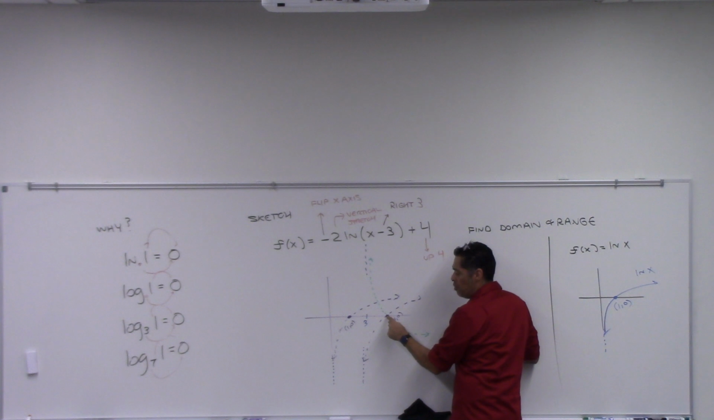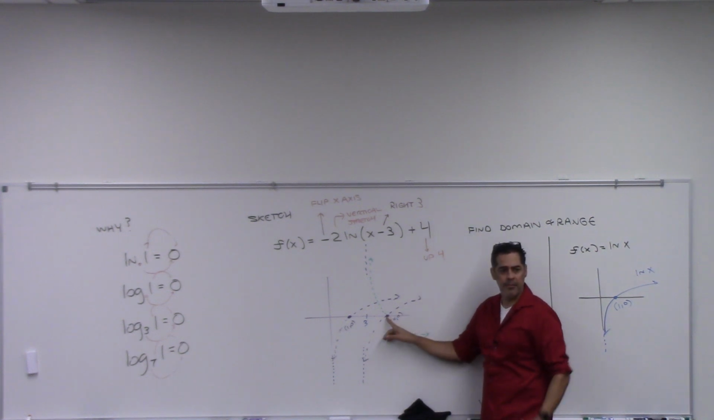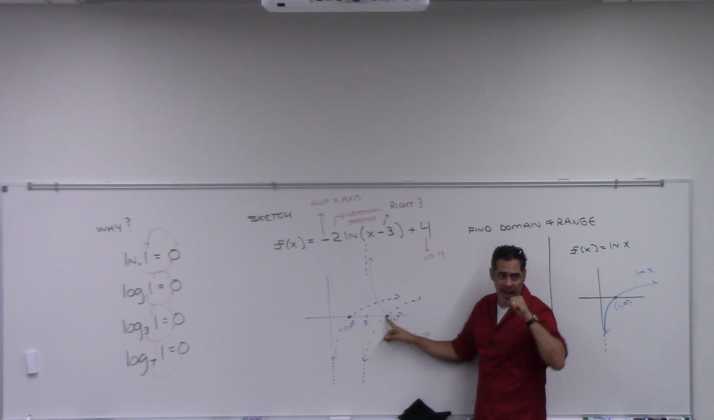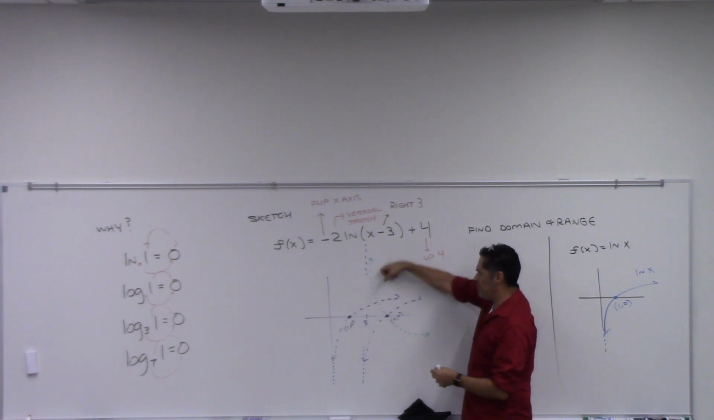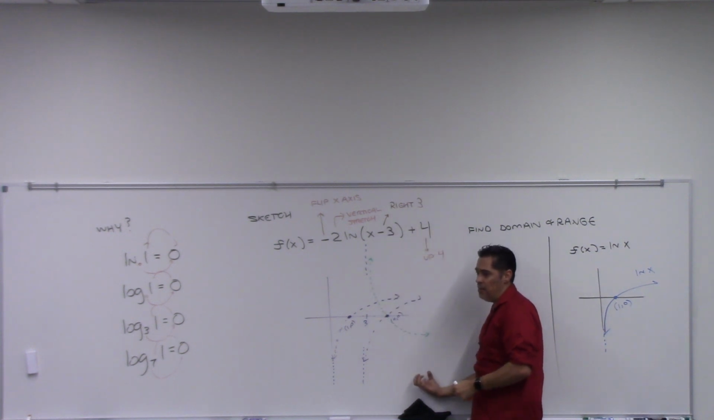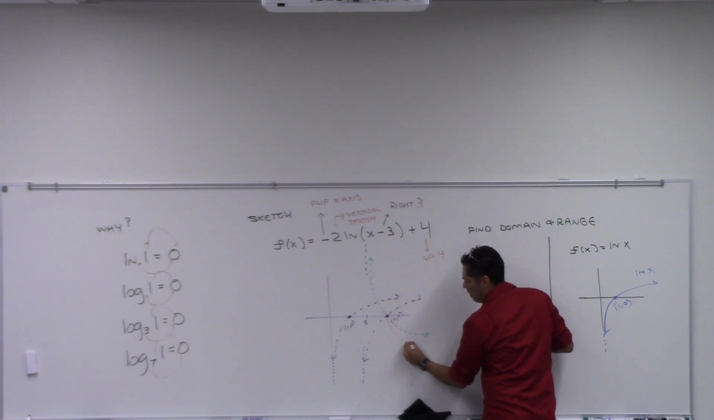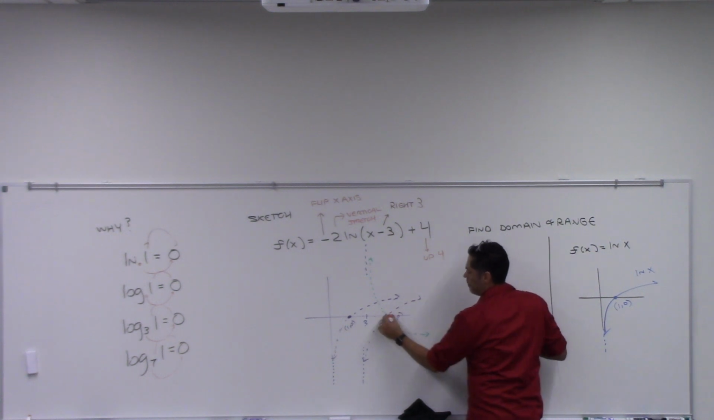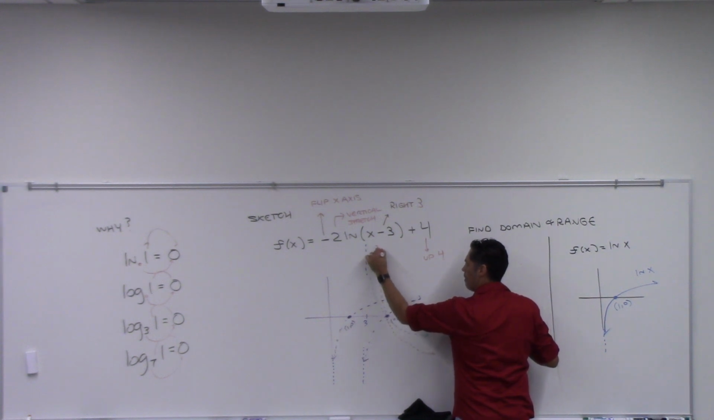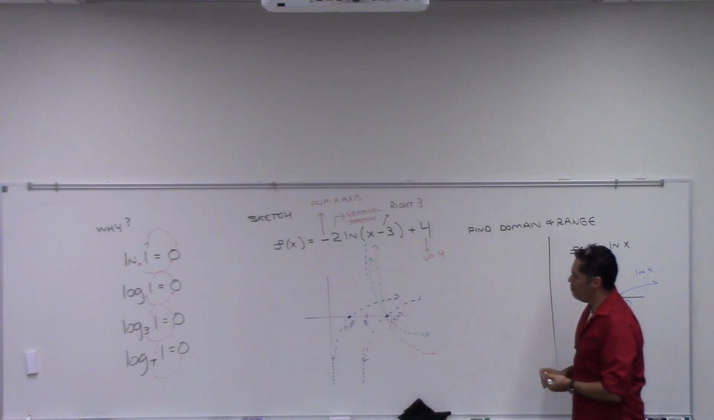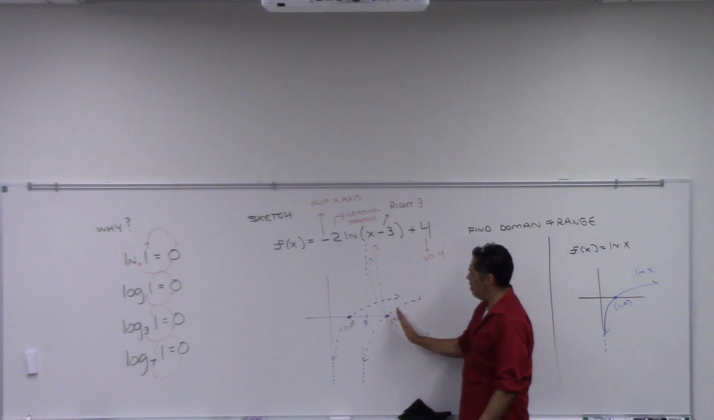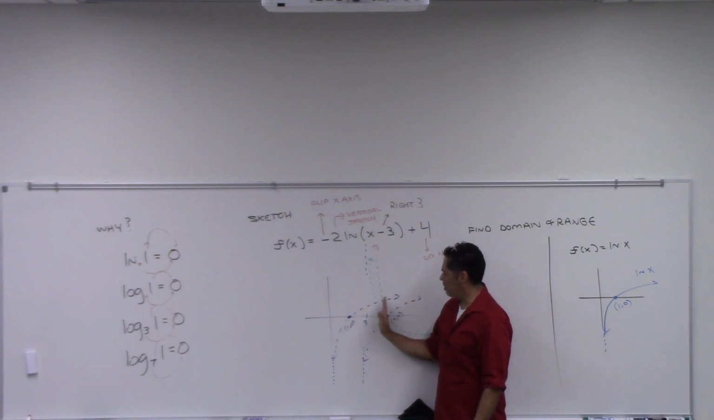This point will not move because, what's the y value of this point? What's the y coordinate? 0. And what's 2 times 0? 0. So that point doesn't move. It's anchored there. But these points get stretched up, and these points get stretched down. So it'll look more like this now. Did the vertical asymptote move on that one? Not with the stretch. It's still here.